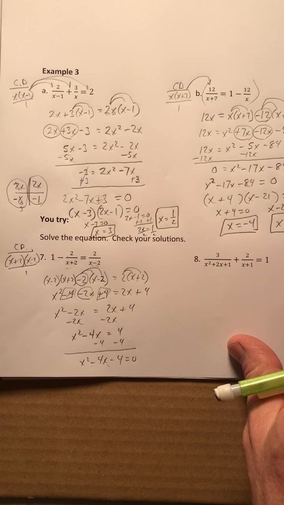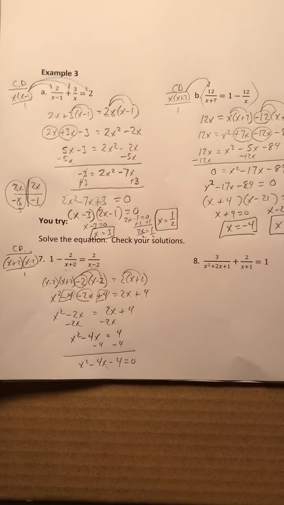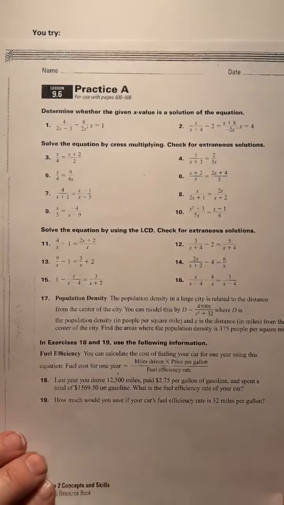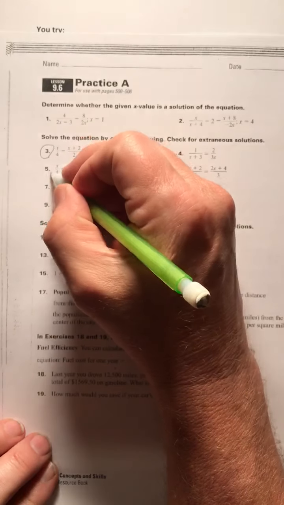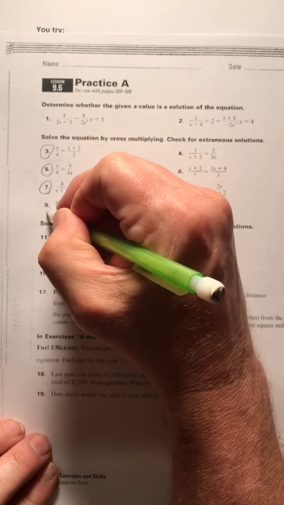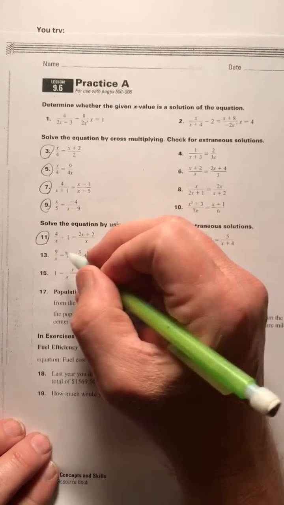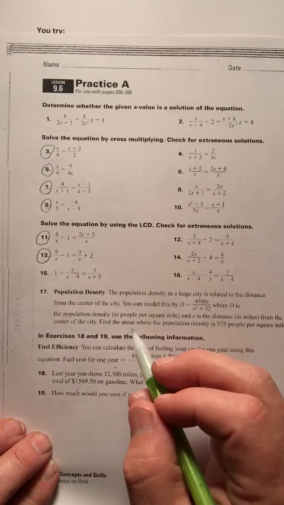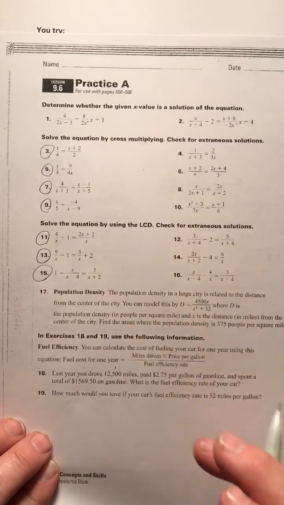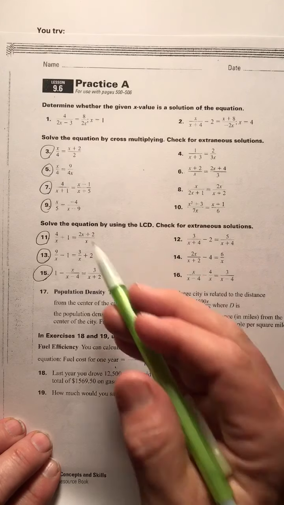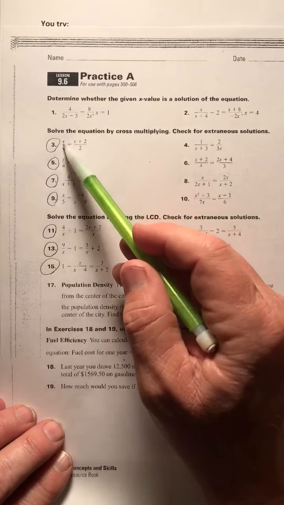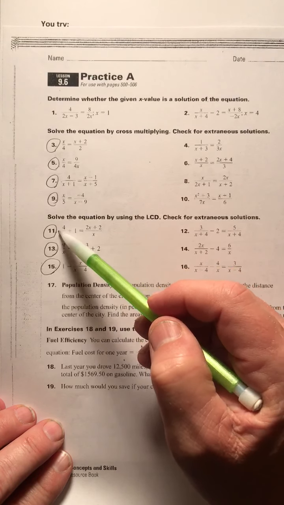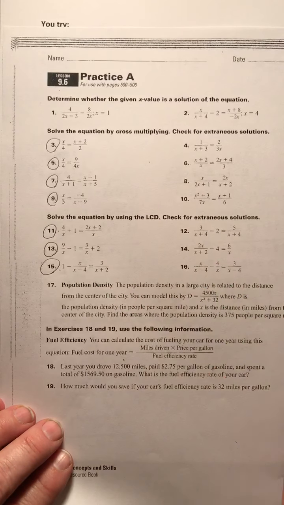All right. So your homework for tonight. You have this 9.6 worksheet. So what I want you to do is 3, 5, 7, 9, 11, 13, and 15. So that's only 7 problems. So again, 3, 5, 7, 9, 11, 13, and 15. And that is your homework.